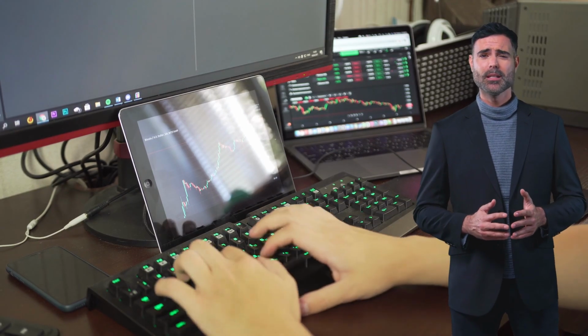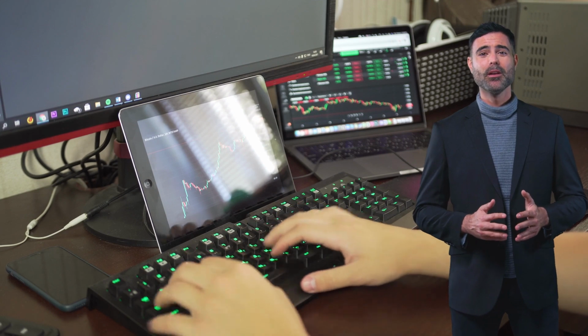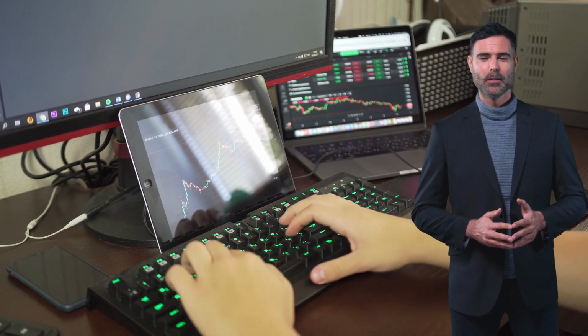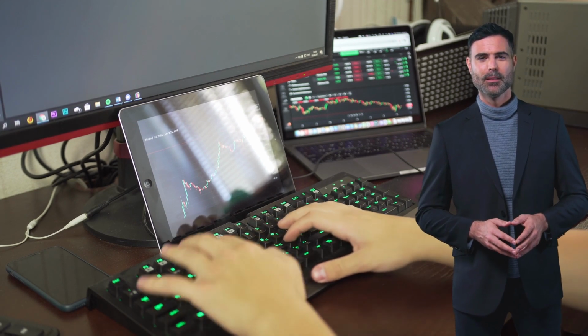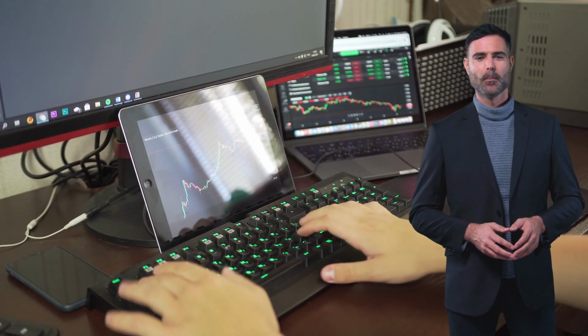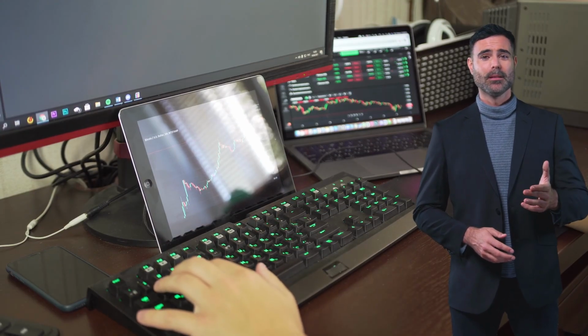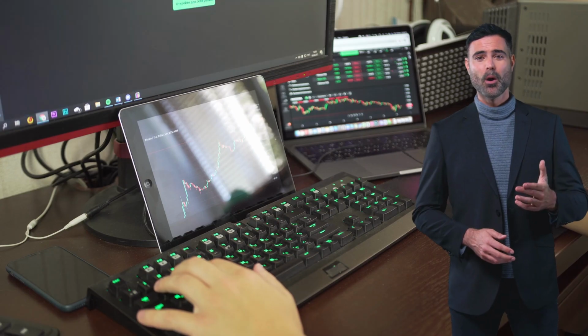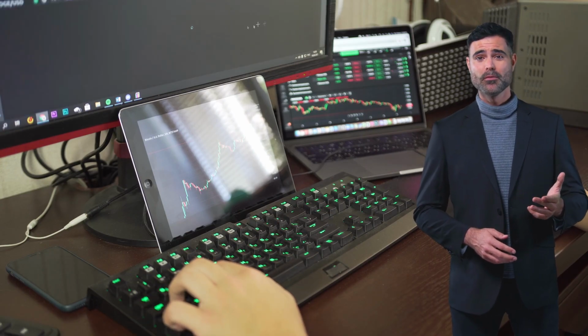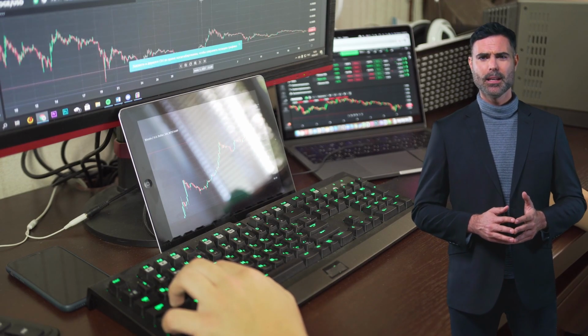Support and resistance. These are like invisible floors and ceilings for stock prices. Support: the price level where buyers step in, the floor. Resistance: the price level where sellers take over, the ceiling. Think of it like a ball bouncing in a room. Support is the floor, the resistance is the ceiling.